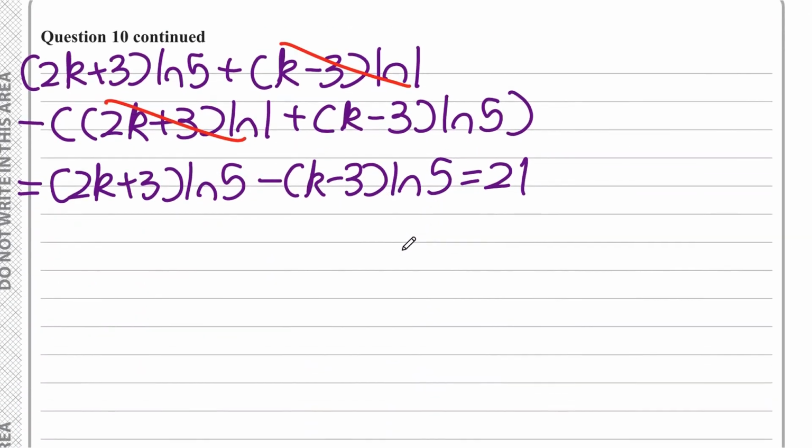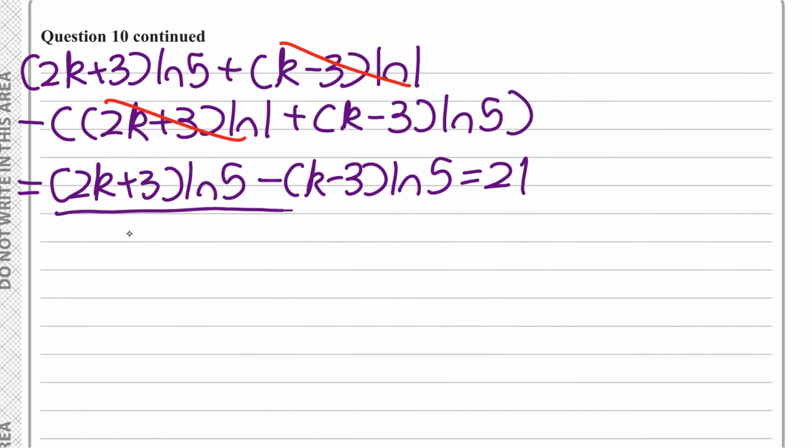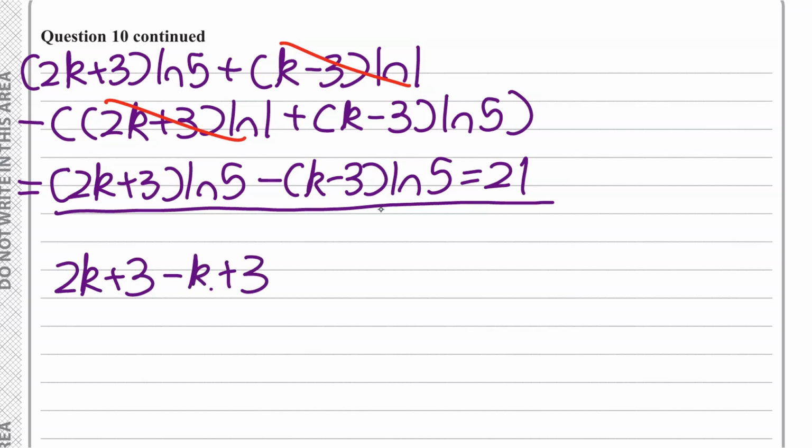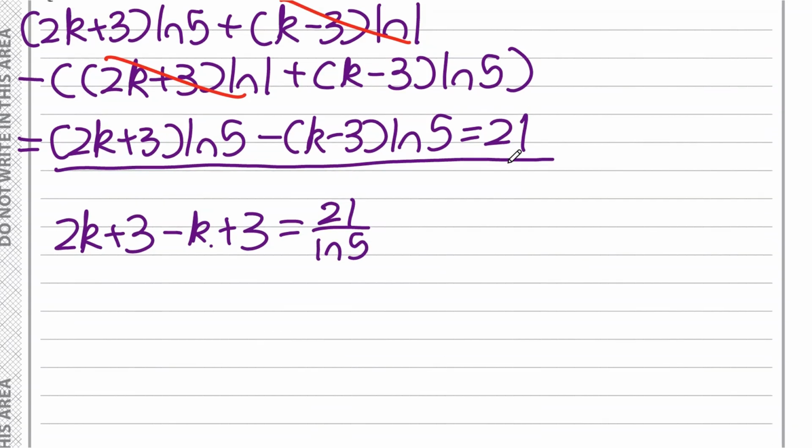And we're going to rearrange this in order to find k. So we have this equation here. Firstly, we have natural log of 5 in both of these terms, so we're going to divide both sides of this equation by the natural log of 5. So we're left with 2k plus 3. Now if we expand this bracket, we have this minus k minus 3, it's going to be minus k plus 3, and then this is going to be equal to 21 divided by the natural log of 5, like this here.